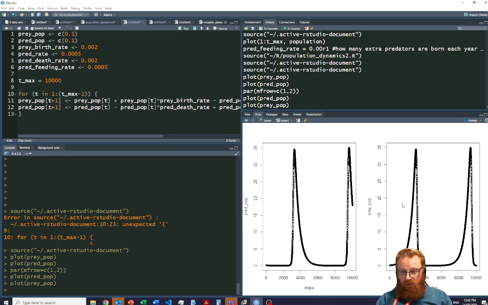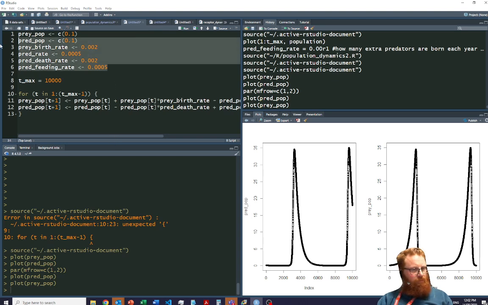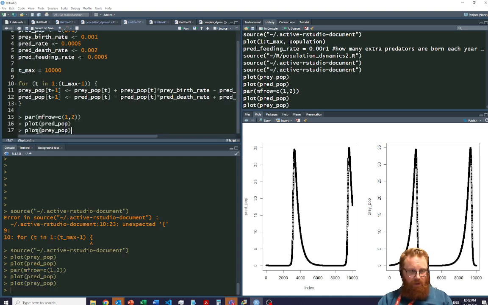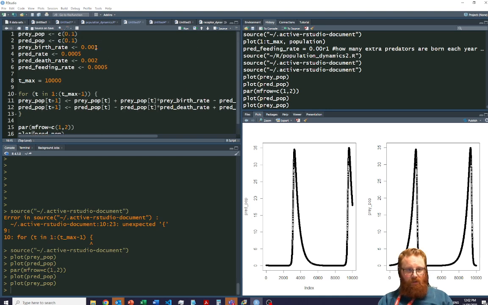Is this oscillation that we witness because of these parameters? What happens if I change them a little bit? Let's change the prey birth rate to 1. Actually, what we can do is just copy this code from here, paste it at the bottom, delete those little things at the beginning. Okay, and so I change that to 1.